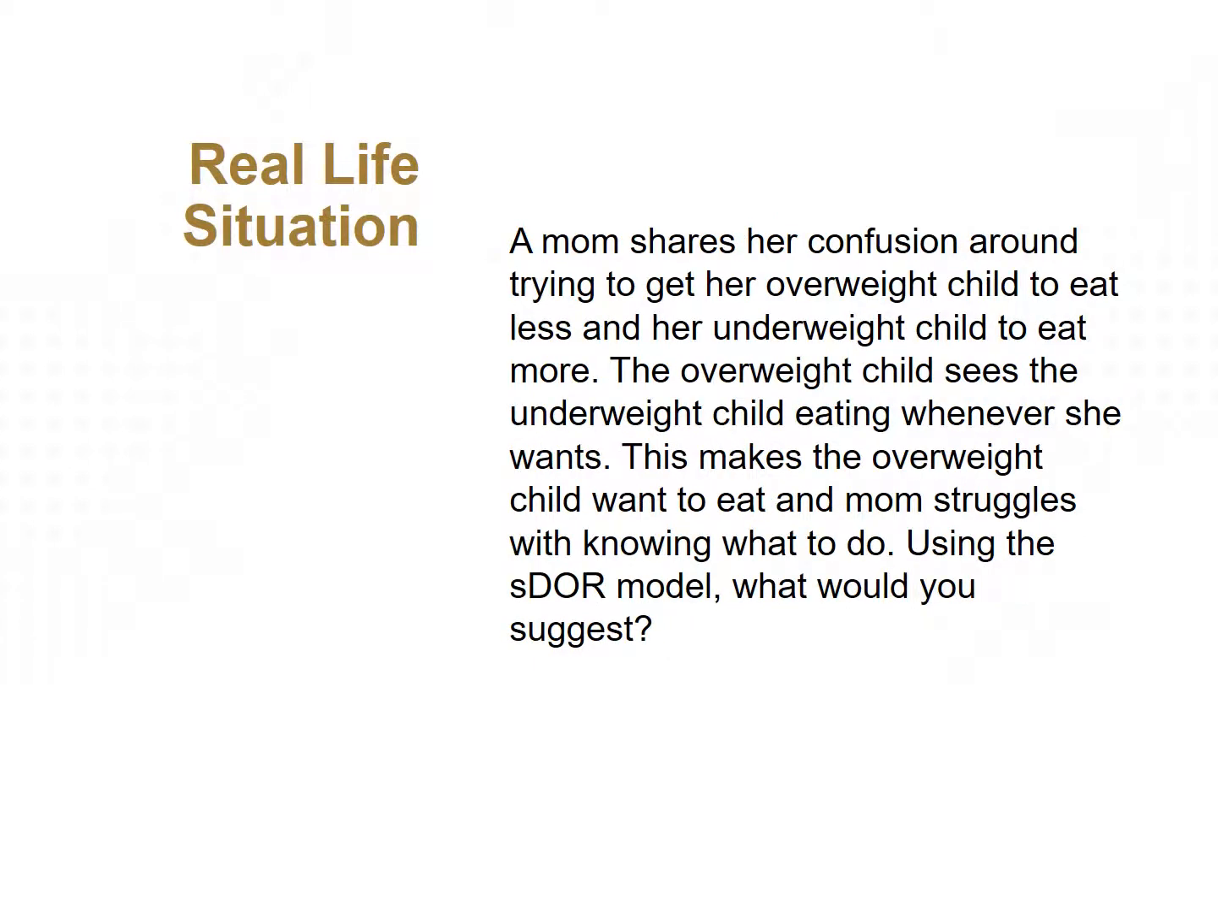All right, here's another one that I'll read through and then give you guys a minute to discuss as a group. A mom shares her confusion around trying to get her overweight child to eat less and her underweight child to eat more. The overweight child sees the underweight child eating whatever she wants. This makes the overweight child want to eat, and mom struggles with knowing what to do. Using the DOR model, what would you suggest? Take a minute and discuss as a group.